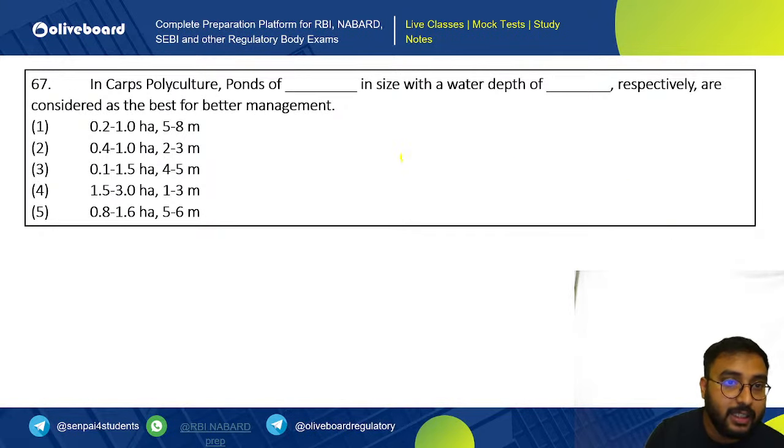Next, in carp polyculture, the ponds of what size and water depth respectively are considered best for better management? The answer here is the pond should be of the size of 0.4 to 1 hectare area and water depth of 2 to 3 meters.